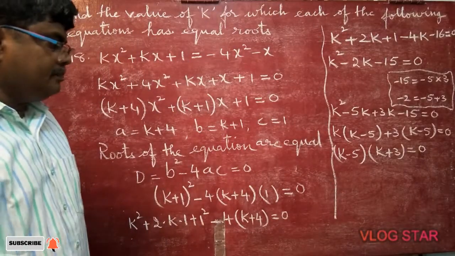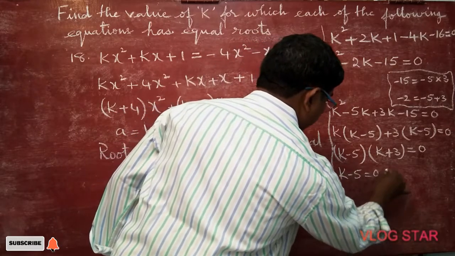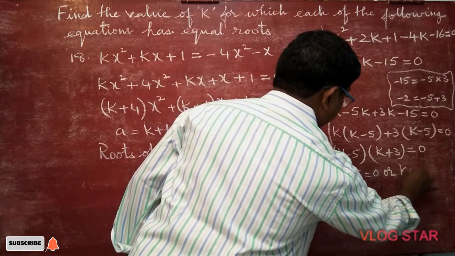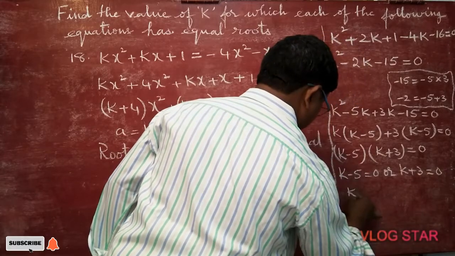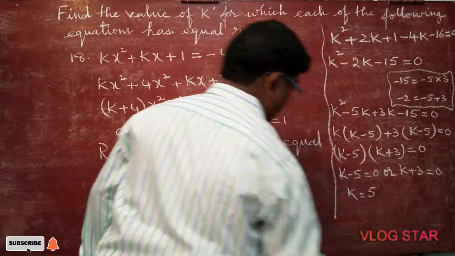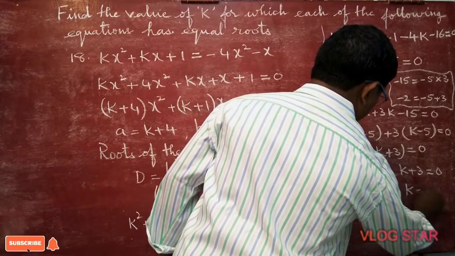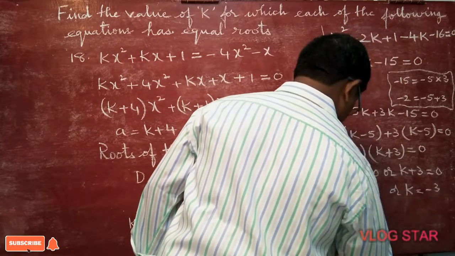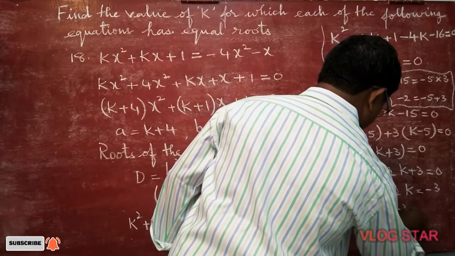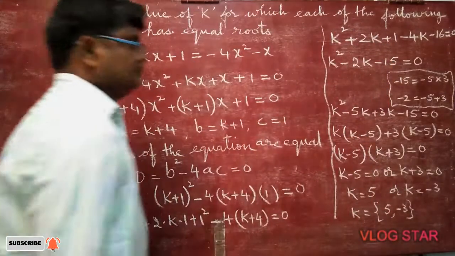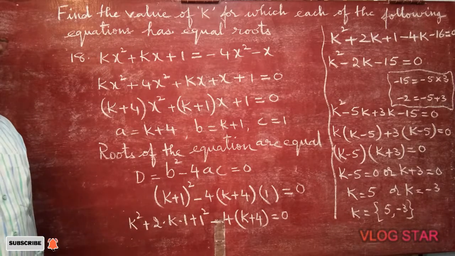When will it be 0? Either k minus 5 is equal to 0 or k plus 3 is equal to 0. So k is equal to plus 5, as minus 5 goes to that side, and k is equal to minus 3. So what are the values of k? 5 comma minus 3. Two values we got. This is the simple way of finding the value of k.